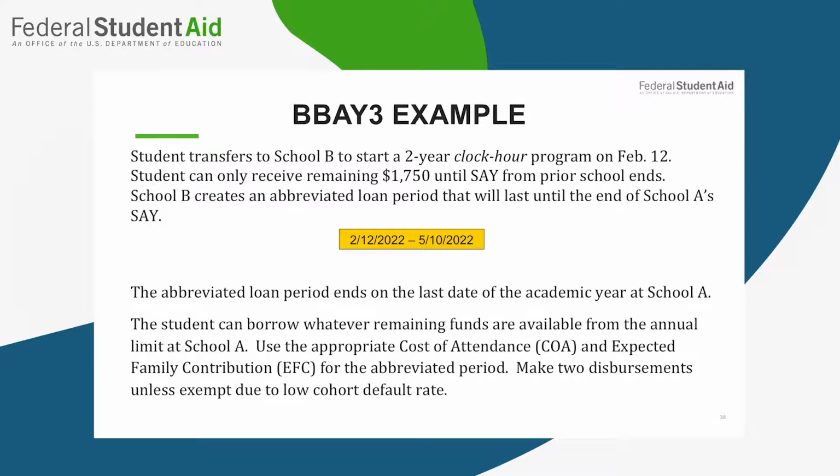The catch is you have to use the appropriate cost of attendance and the EFC for this abbreviated period, and you have to make 2 loan disbursements unless your institution is exempt due to the low cohort default rate relief provisions. On the cost of attendance and the EFC, you can look at this abbreviated loan period, and it's roughly 3 months in length. That means you would use a cost of attendance that's applicable to a 3-month period, not a 9-month period, not a 12-month period, but a 3-month period. And you use the 3-month EFC when calculating their eligibility. Not a 9-month EFC, not a 12-month EFC, the 3-month EFC.